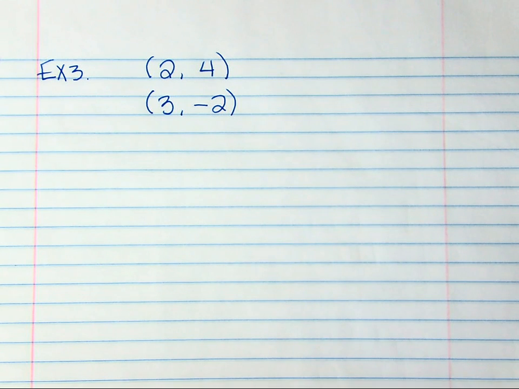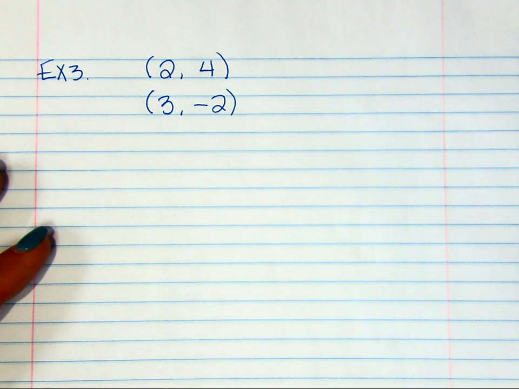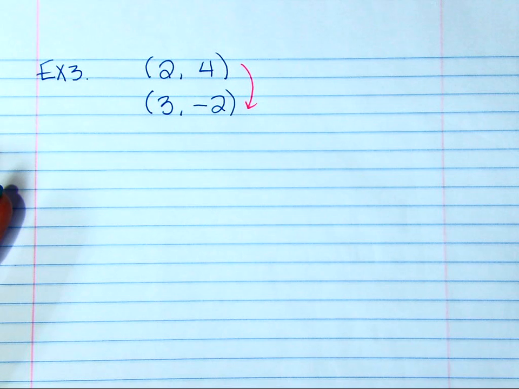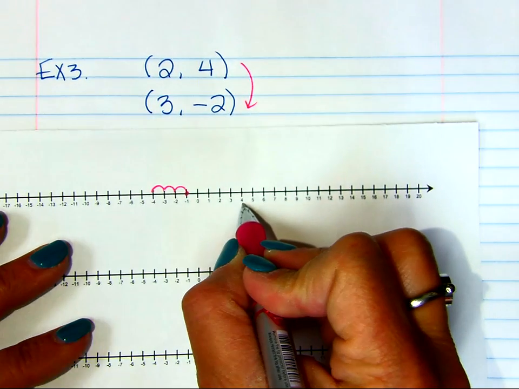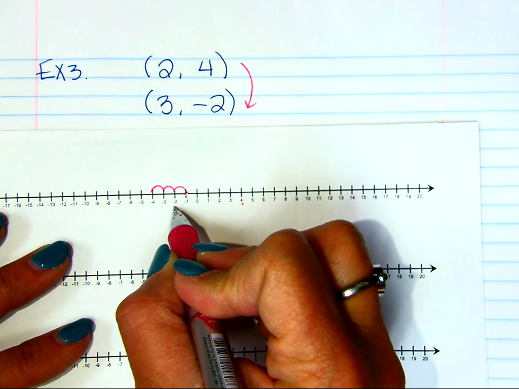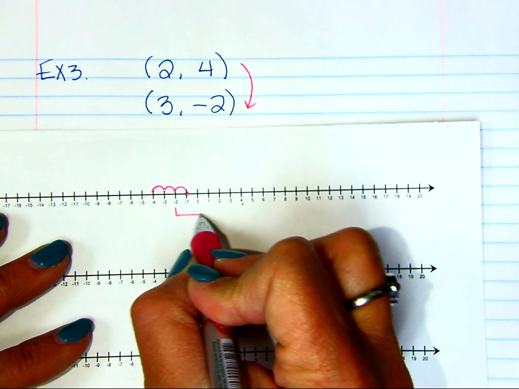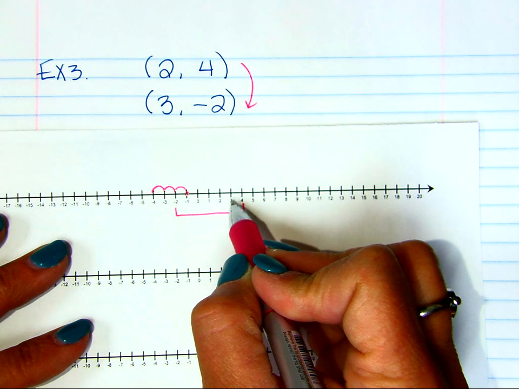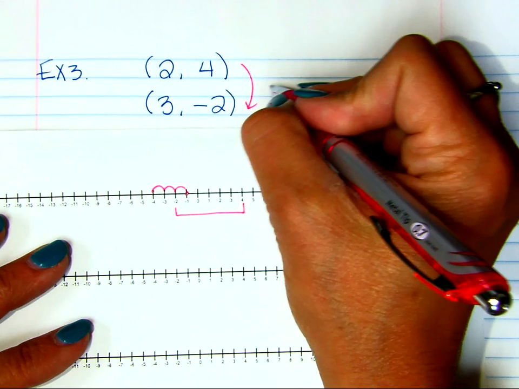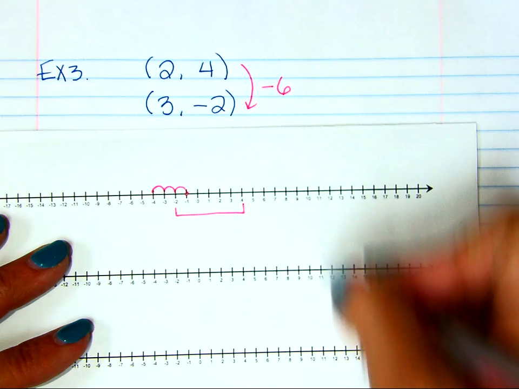What do you do to 4? Start at 4 on your number line and get to negative 2. I'm going to start at 4 on my number line and go all the way down here to negative 2. How many steps is that? 1, 2, 3, 4, 5, 6. I went down 6. I went to the left 6. If you're going in that direction, it's negative.